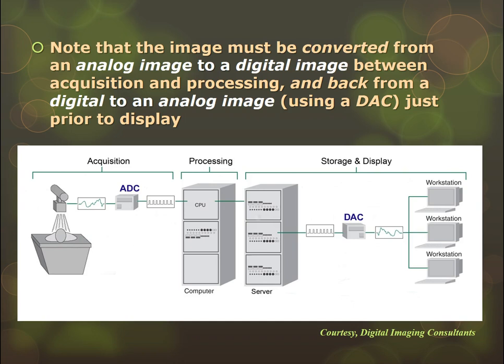So, important to note that between storage, how it's being stored as a digital file, to display, you have the DAC, or digital to analog converter, that takes that digital numeric file and turns it back into a human viewable image.